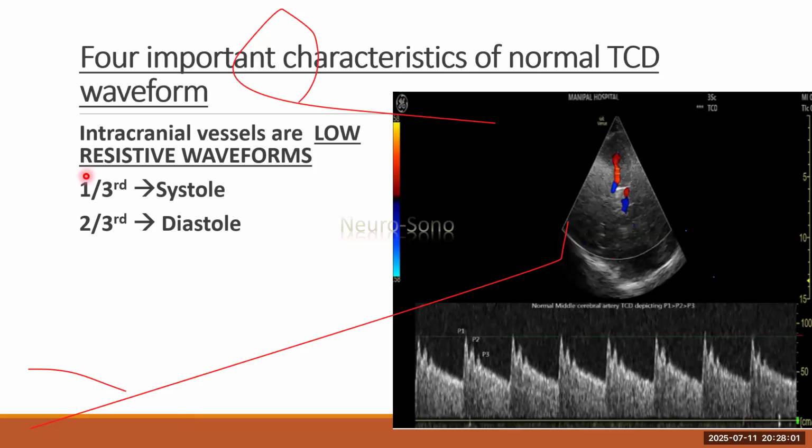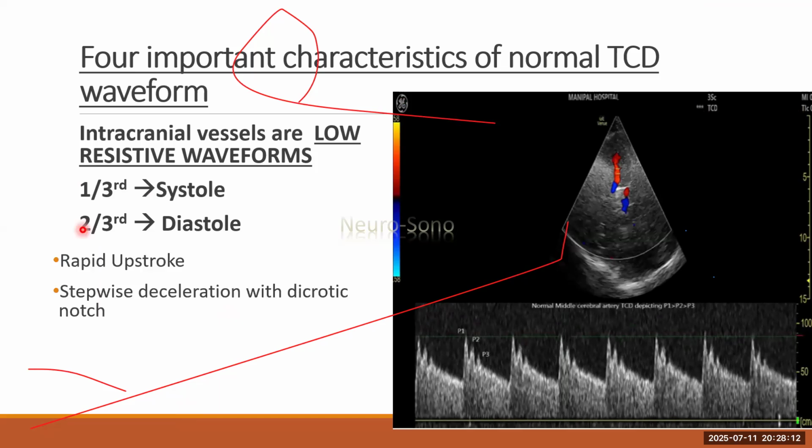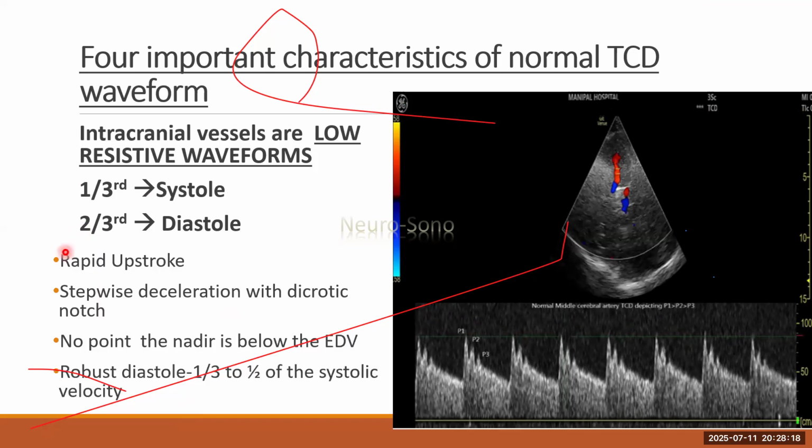This was the same thing I was telling. The intracranial vessels are low resistive waveforms. This is what is reflected here, and 1/3 is systole and 2/3 is diastole. So there should be a rapid upstroke and stepwise deceleration. No point of an adder is below the end diastolic velocity. I would show some images where there is some point in the decelerating path where there is an adder below the EDV. And there should be a robust diastole, that is 1/3 to half of the systolic velocity. If these four components are present, this is considered a normal spectral waveform tracing of an intracranial Doppler.